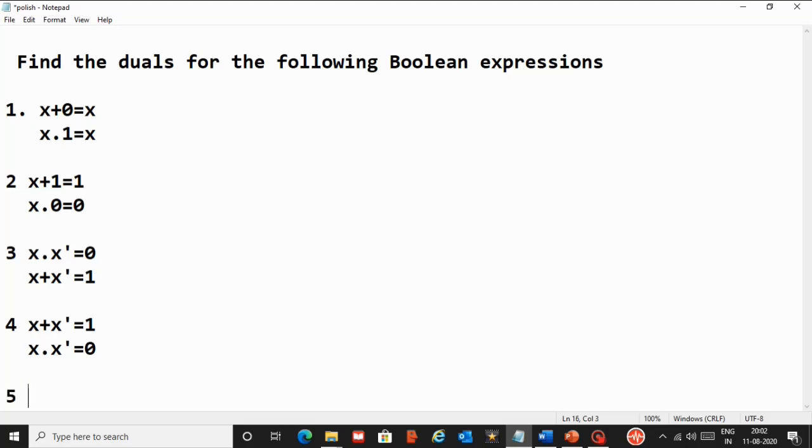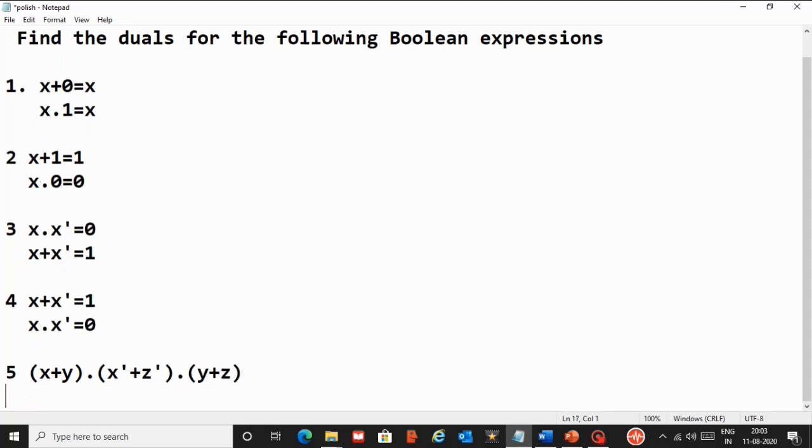Next is the fifth one. The fifth one is x plus y dot x bar plus z bar dot y plus z. You need to find the dual of this.